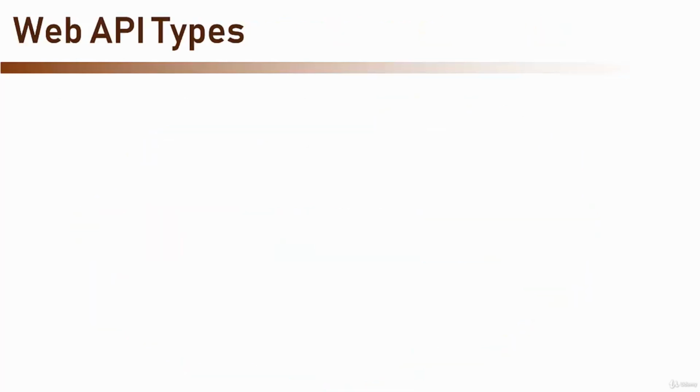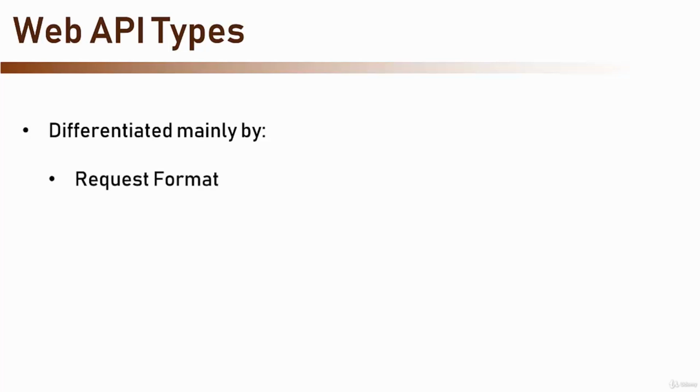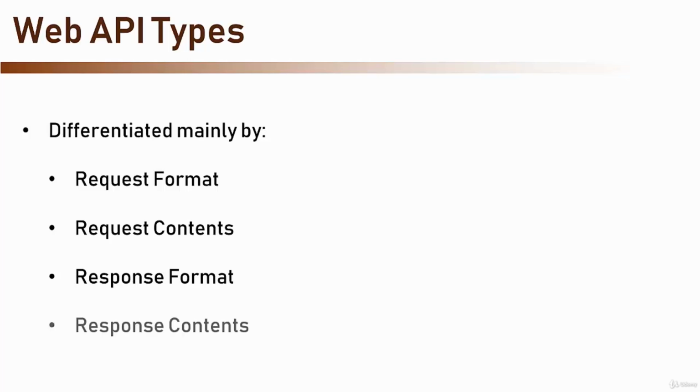Now, when discussing Web API types, we should understand what the main differences between them are. The Web APIs are differentiated mainly by the request format. It could be JSON or XML or anything else. The request contents: what is the content of the request that is sent over the wire? The response format. Again, is it JSON or XML or clear text or something else? And of course, the response contents: what is the content of the response sent by the server back to the client?